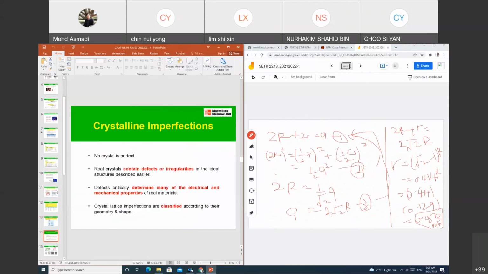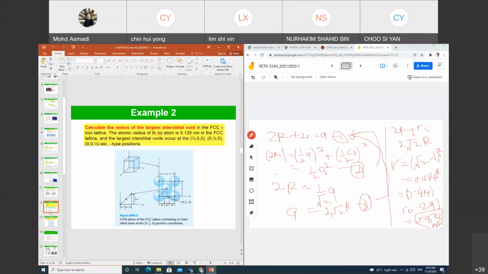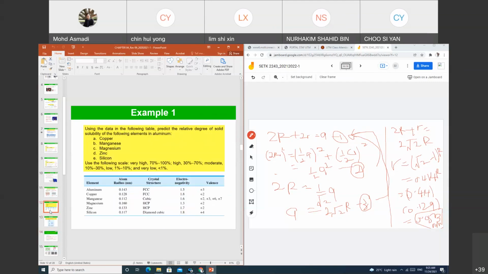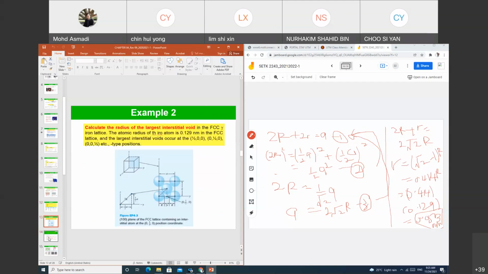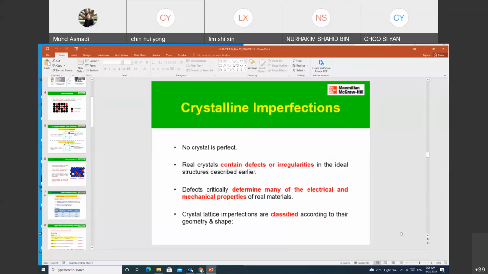Okay, let's continue. Any questions about this one, especially laboratory rules? This one is also important. I think this example is also available in the textbook. Okay, let's see the crystalline imperfections. Any questions before we move to the crystalline imperfections?